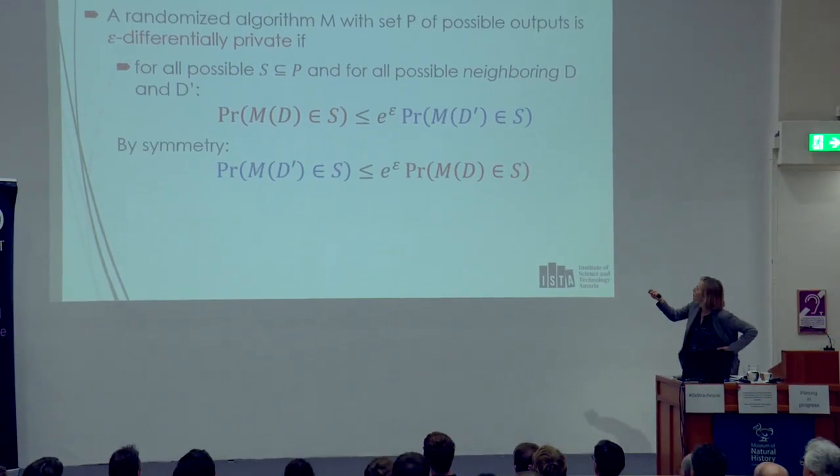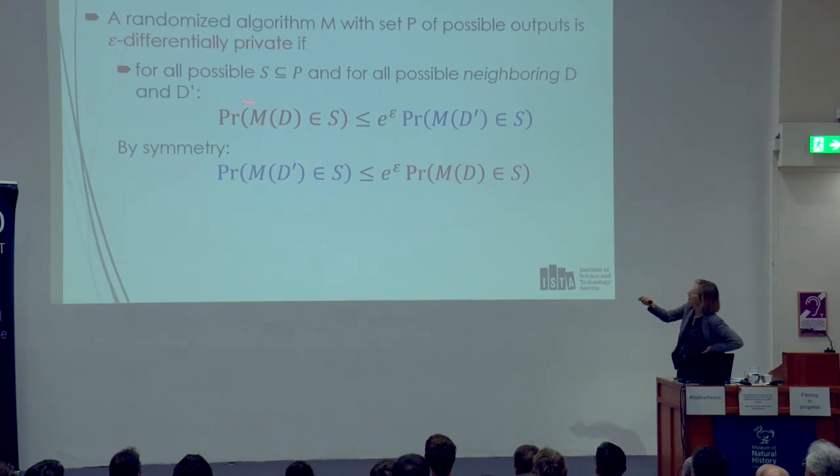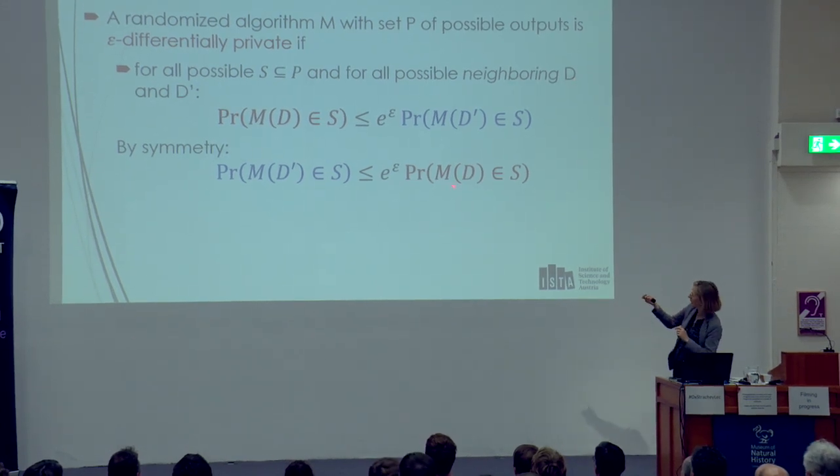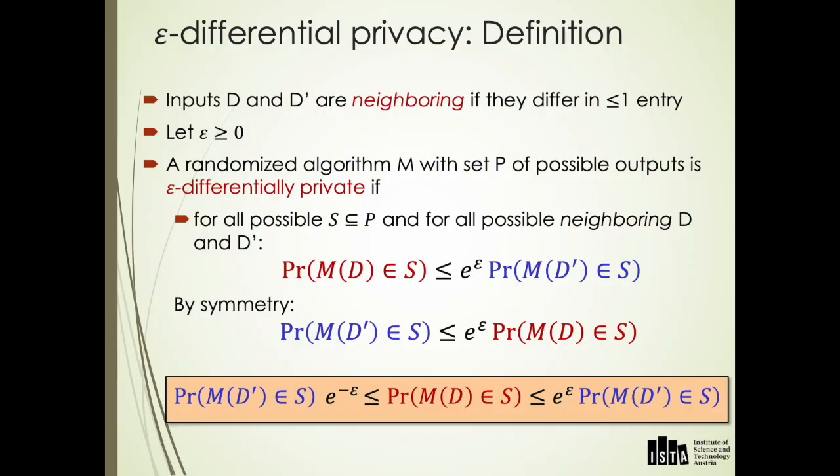And of course, because we say for all possible neighboring D and D prime, you can also, by symmetry, exactly get the inverse statement. So you get that the probability when you started on D prime is at most e to the epsilon times higher than the probability when you started on D. So really what you get is an upper and a lower bound for the probability when you started on D. It's upper bounded by at most e to the epsilon times the probability for D prime, and it's lower bounded by e to the minus epsilon times it.